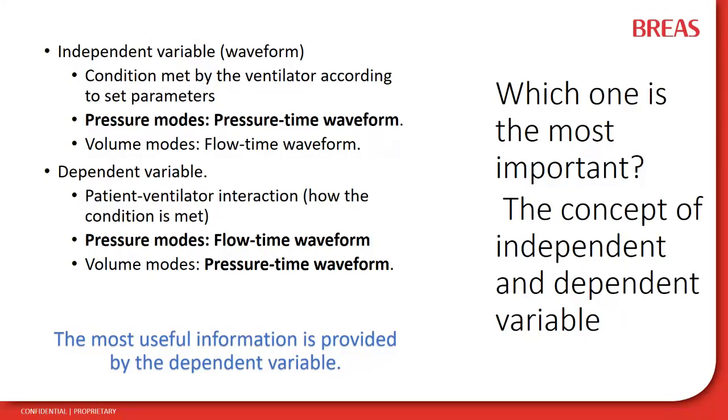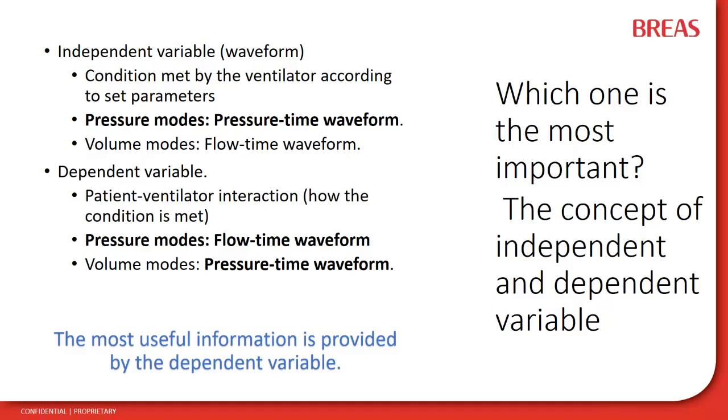What does it mean? In pressure modes, the independent variable is the pressure time waveform. Why? Because the ventilator will do everything to meet the set parameters. If you set an IPAP of 20 centimeters of water, the ventilator will try to reach this 20 centimeters of water.